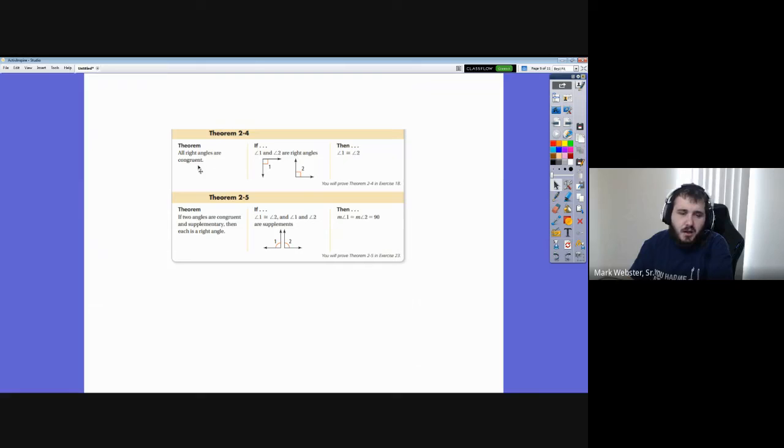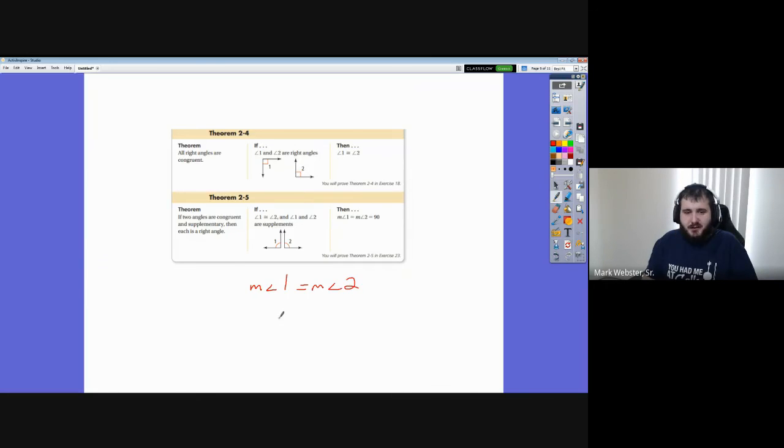Same thing with Theorem 2.5. If angle 1 is congruent to angle 2, and angle 1 and angle 2 are supplementary, then you know that those angles each have to be 90 degrees. The one thing I will tell you with this one is this one is going to require the substitution property, since you know that the measure of angle 1 is equal to the measure of angle 2, since they're congruent. Anywhere you see angle 1, you can put angle 2 and vice versa.